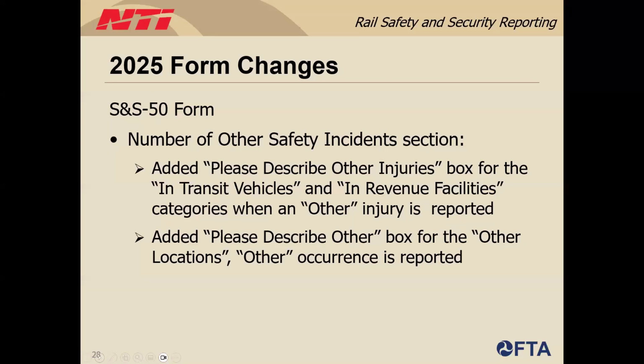For the number of safety occurrences section, we added a please describe box for when users report other injuries for locations that are in vehicle or in revenue facilities. A similar description box has been added when an other injury is reported under the location name called other injuries, and once again, other is selected to describe who this other person is.